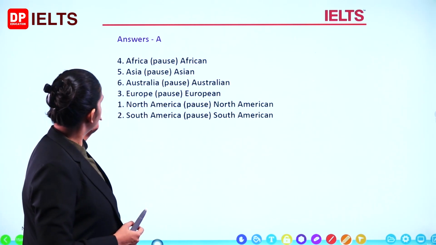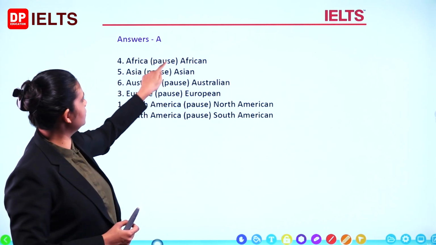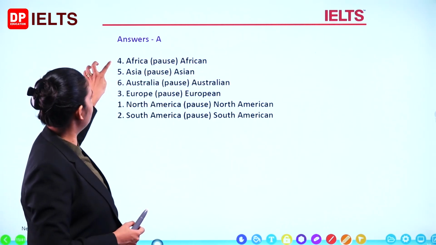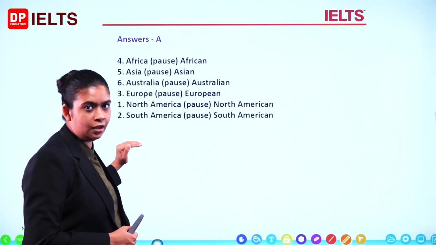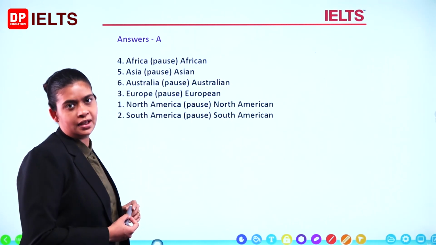Right, so the fourth one was the first one that they said. That's why I have put number 4, 5, 6, 3, 1, 2 because that was the order in which they were telling you the answers. Okay?